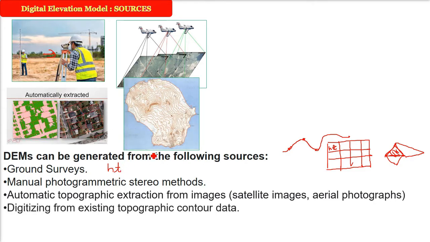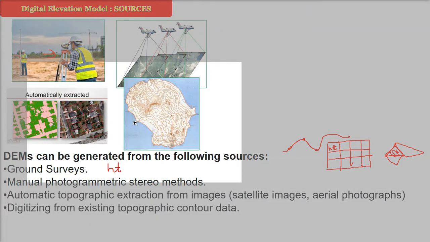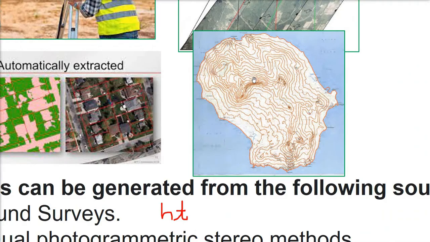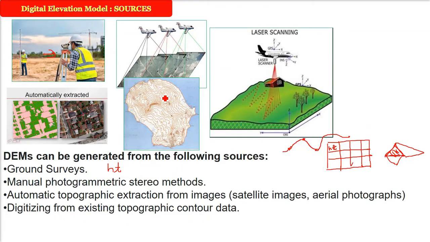There is one more way: to digitize from an existing topographic contour map. Previously, people used to keep the map on a board and do it using an actual digitizing device. But now we have Esri ArcGIS, Quantum GIS, MapInfo, and gvSIG. There are so many software packages that you can easily use on a computer. So we have good software to do it.